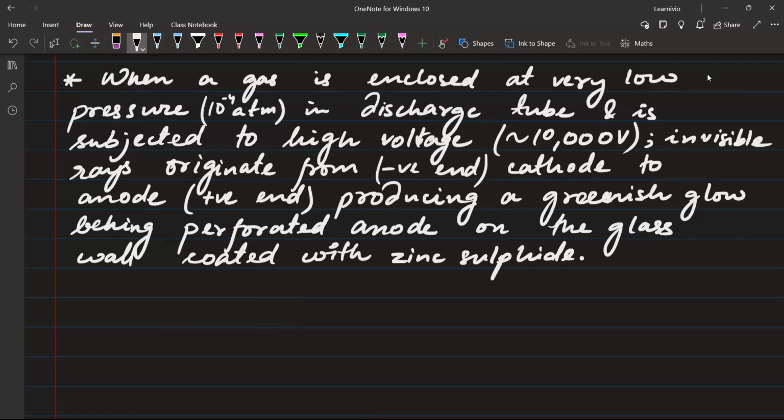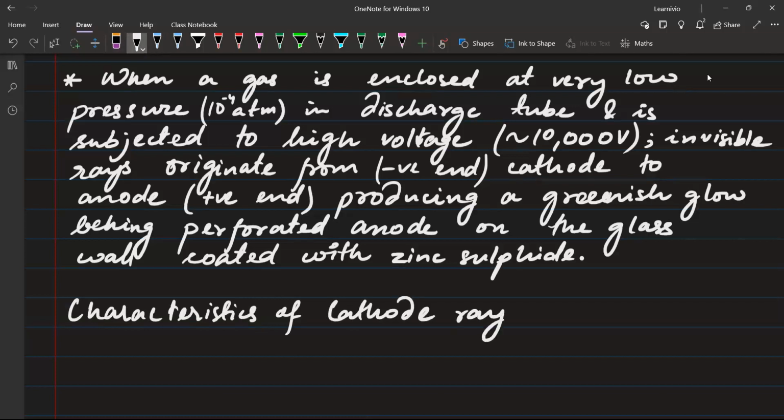Okay. Now we are going to write the characteristics of cathode rays. This was the observation. What are the conclusions from this observation? Characteristics of cathode ray. Why are we calling it cathode ray? Because these rays originate from the cathode and travel towards the anode. That is why we are calling them cathode rays. You will write this point also.